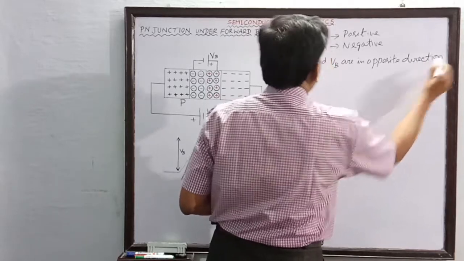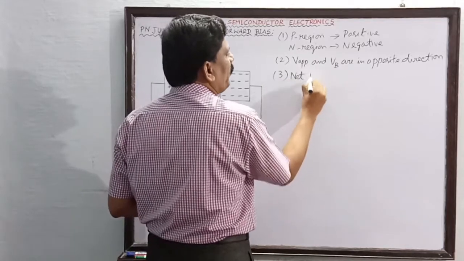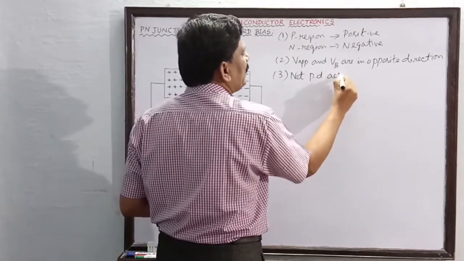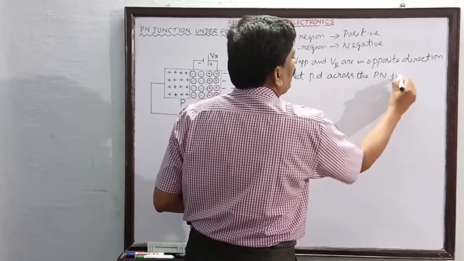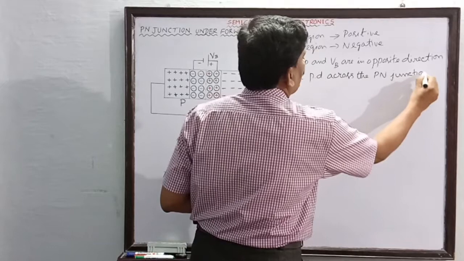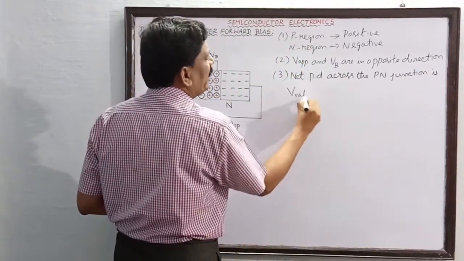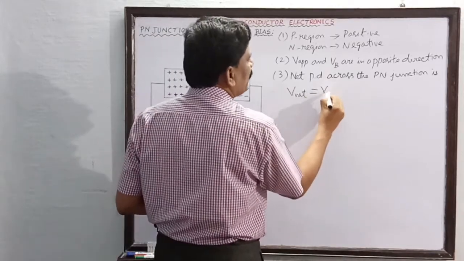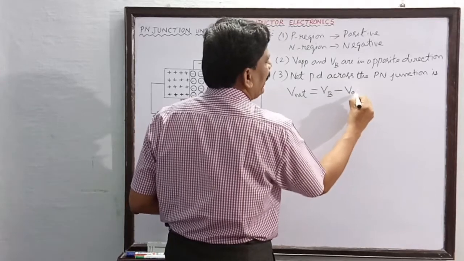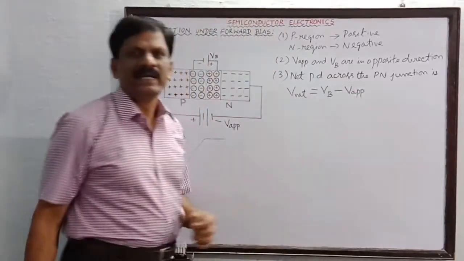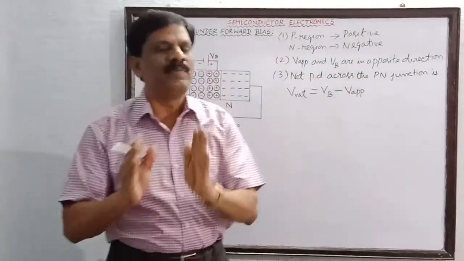As a result, what will be the net potential difference? So the net potential difference across the PN junction is given by V net potential is equal to the barrier potential minus the applied potential. Okay students, this is the first set of points.